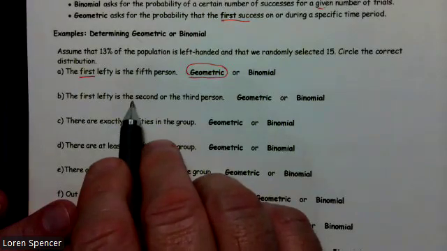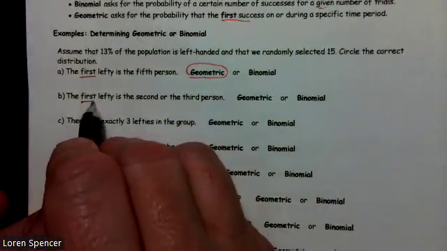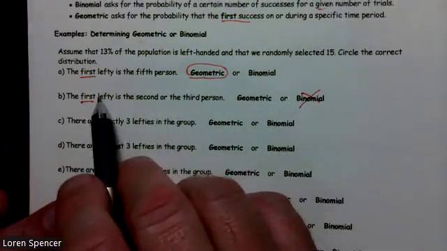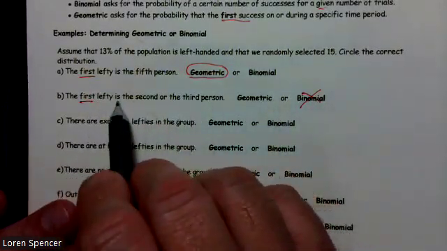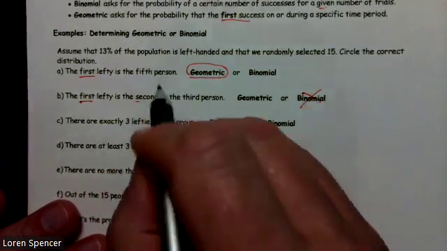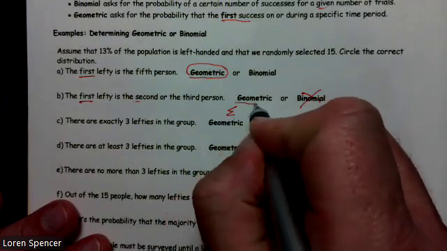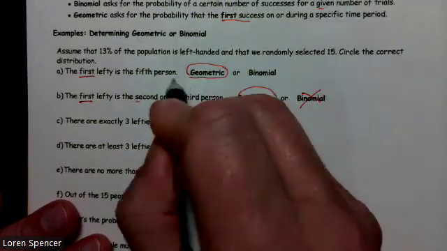The first lefty is the second or third. Once again, we don't have a group size, so it can't be a binomial because we don't have a group of trials. So this is going to be a geometric, but it'll be a geometric that requires a summation because we have multiple values. The previous one would just be a PDF.